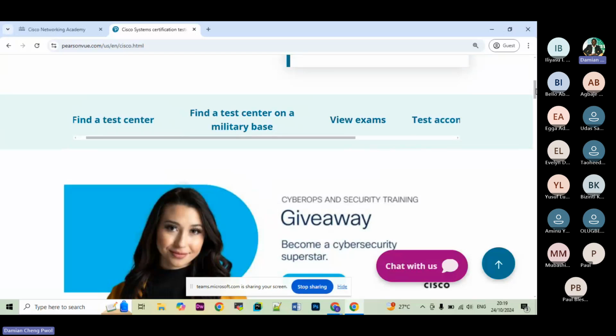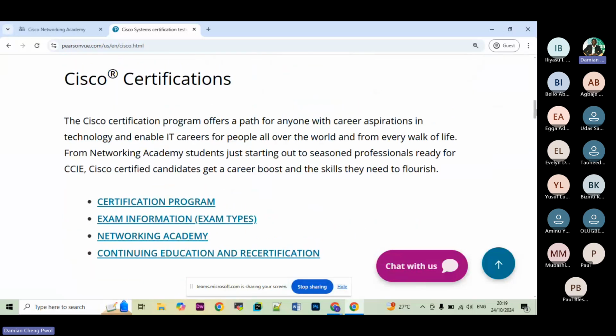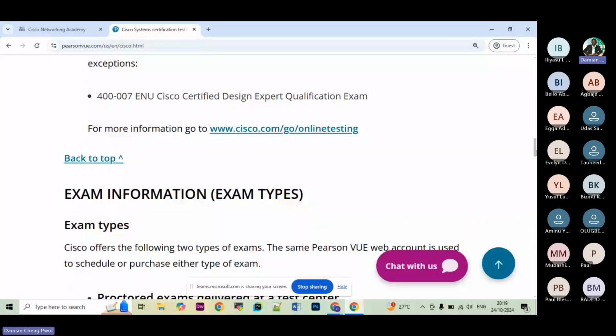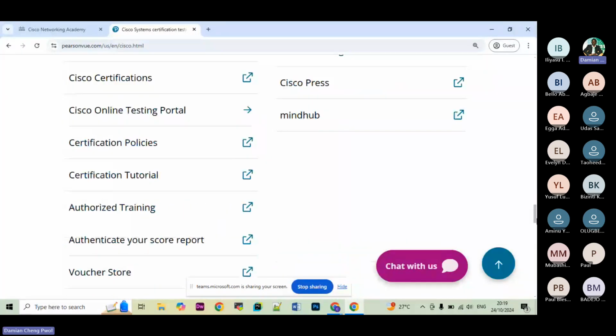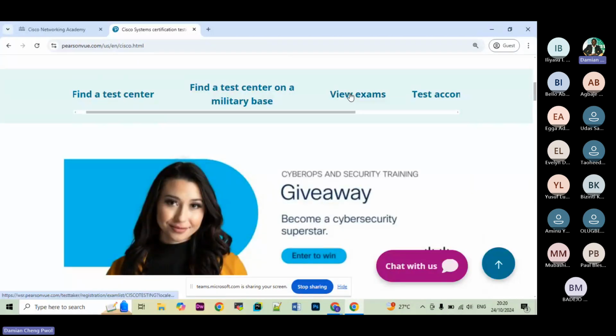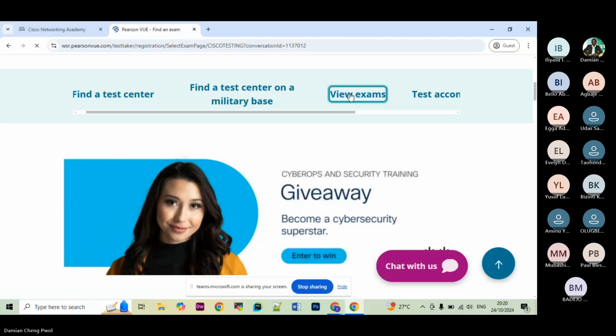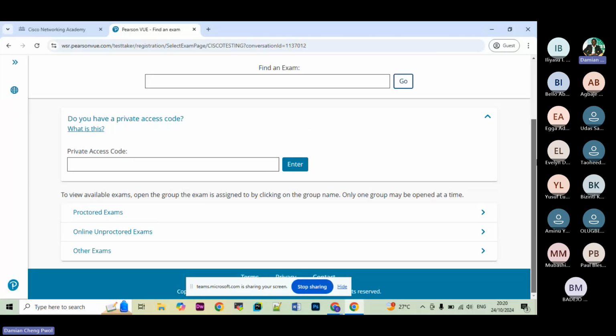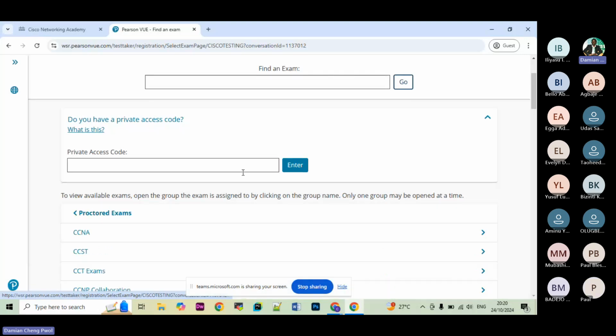But let's still scroll down and see if we have other additional information. So you can see the Cisco Software Program offers a path for anyone with career aspiration. So you can look at these ones too. So there's a place for pricing. You can look at and see where we can get that for pricing. View exams. Let's see here. I think there should be a place for pricing. Okay. Proctored exam. Online proctored. All these things, just take your time, read it, see what it means.